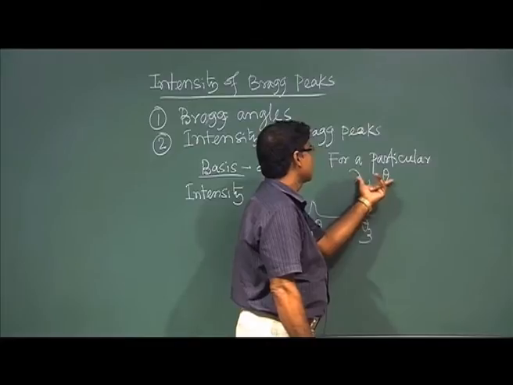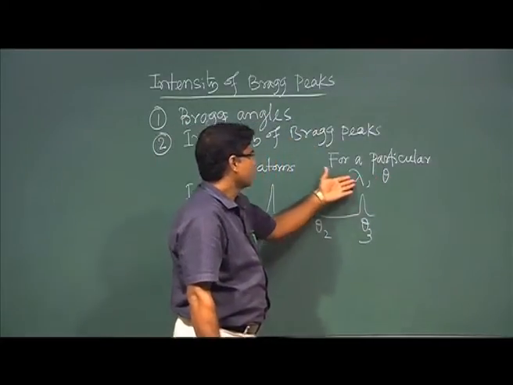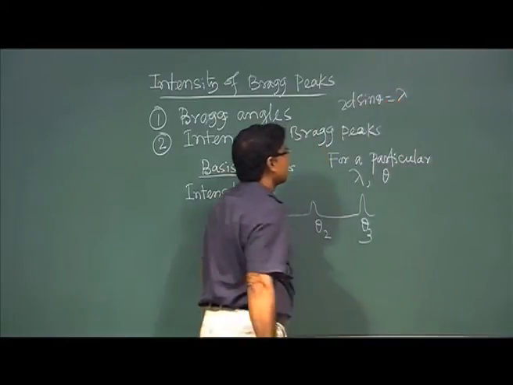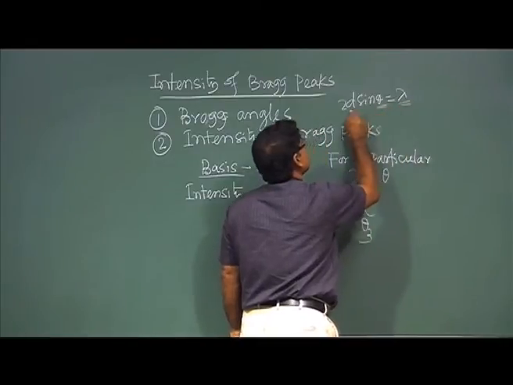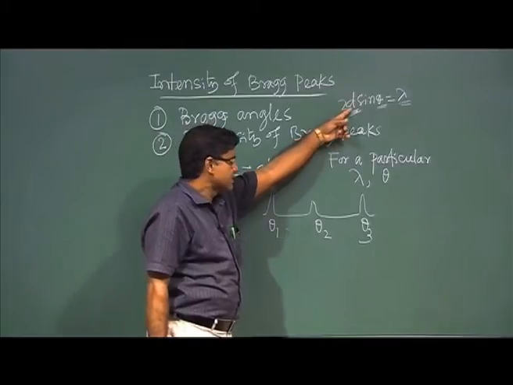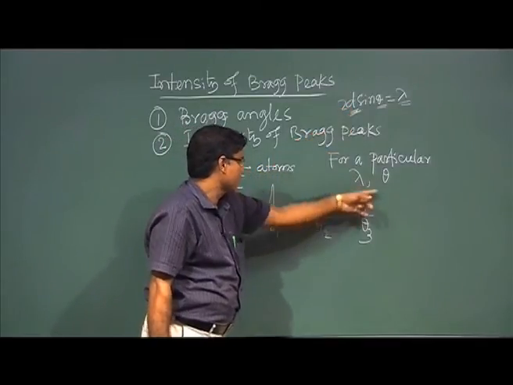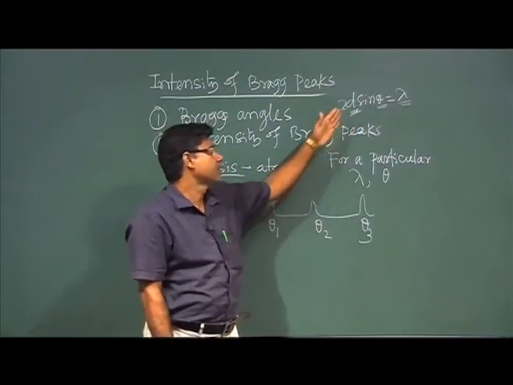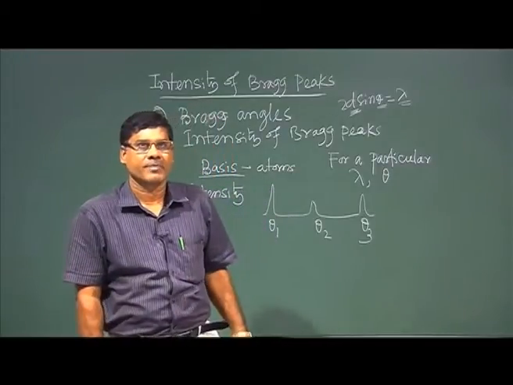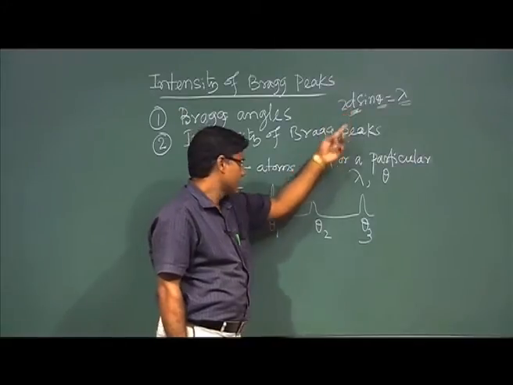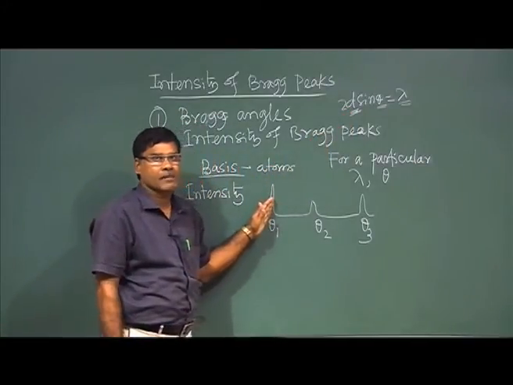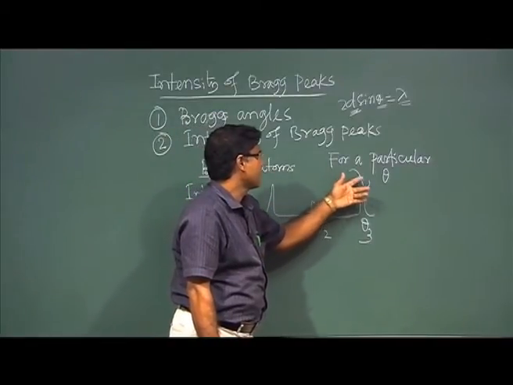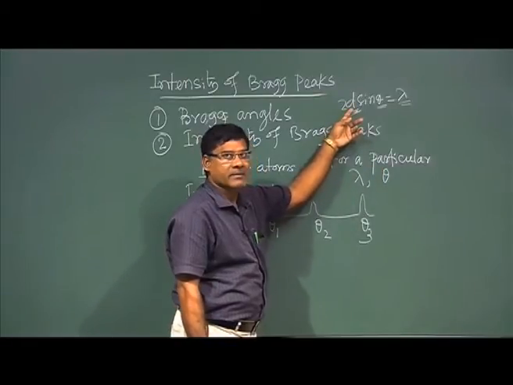So, what else is left? 2d sin theta equal to n lambda, say equal to lambda. For a particular lambda and particular theta, d is left. For a particular theta, d is defined, because this theta is decided by the lattice parameter, or lattice spacing. So, this is for a particular plane, theta 1.